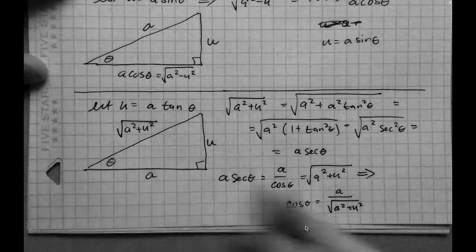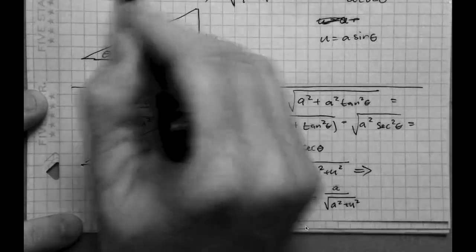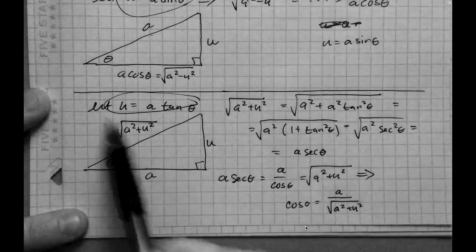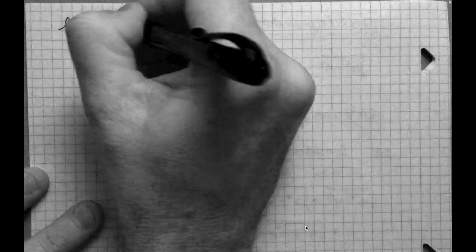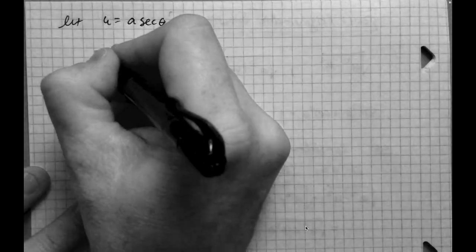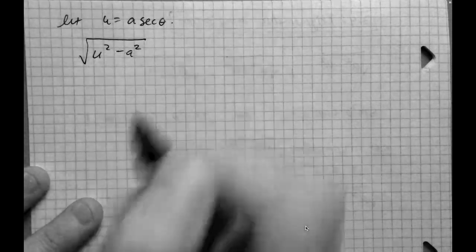Okay, so that all kind of spins out of this substitution. The first one we looked at was this, which is covered up here. And then the second one is what happens when u is equal to a tan theta. We can do something similar for the secant of theta substitution. If we let u equal a secant of theta, then we get something nice out of this one, u squared minus a squared.